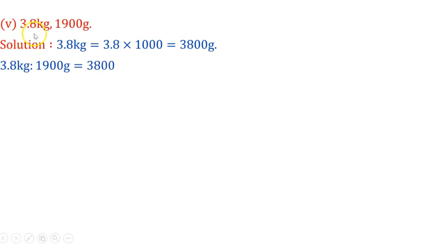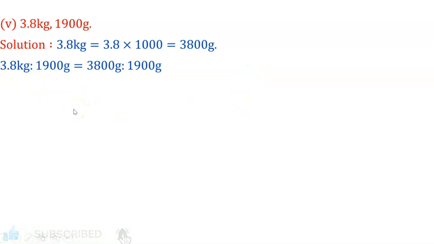Next, 3.8 kg and 1900 gram. We will convert here 3.8 kilogram to gram. That is, 3.8 kilogram is equal to 3.8 into 1000. You will get here 3800 gram.